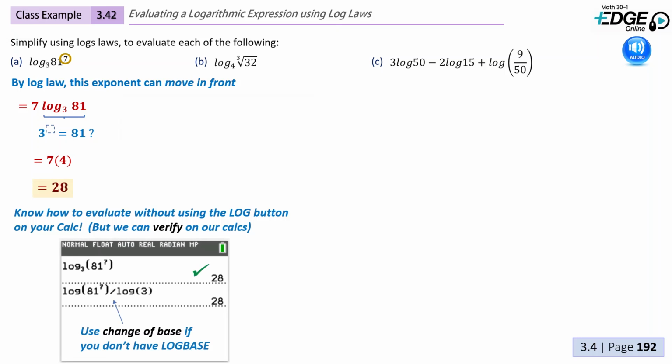So if you do have the ability to write a base 3 in your graphing calculator, then you could check that way. But if not, you would have to use the change of base formula. So if we look a little closer at this one, this is saying log, and again, that's base 10, and that may be the only button you have on your calculator. So we can write this as log base 10 of 81 to the power of 7 over log of 3. And you can see that that is because the base was 3 there.